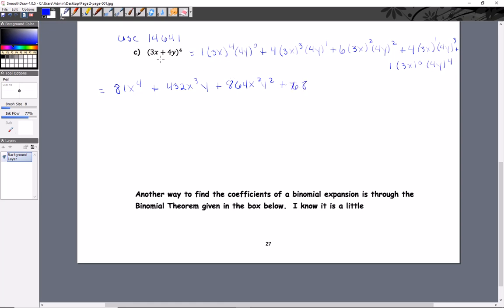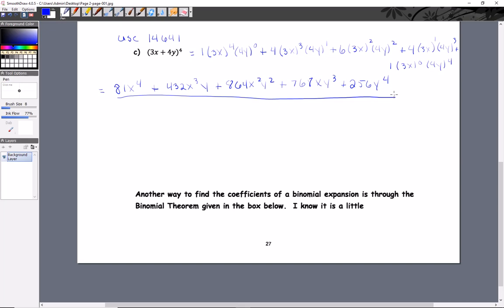Sorry about that running so close together. In fact, let's clean that up. So 768 x y to the 3rd. And then finally, I believe 4 to the 4th is 256. Everything else is a 1 except the y. So plus 256 y to the 4th. All right? And so that's how it's done.